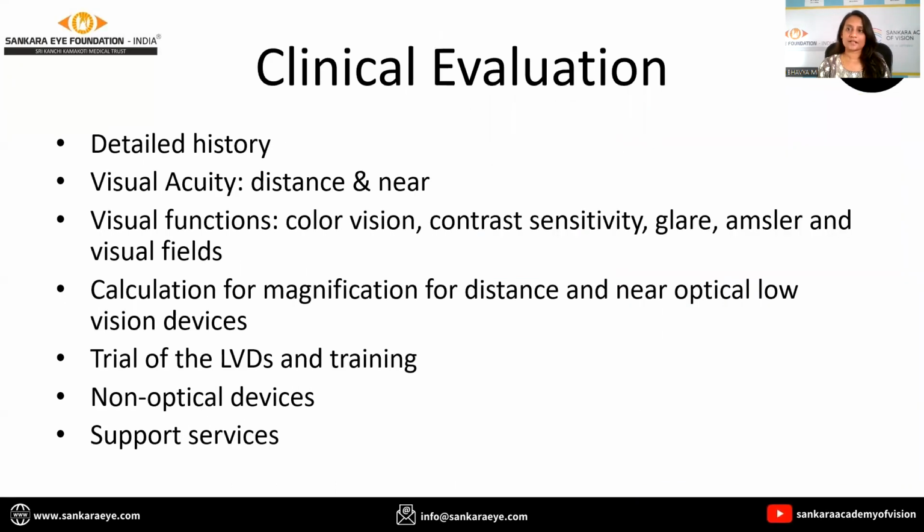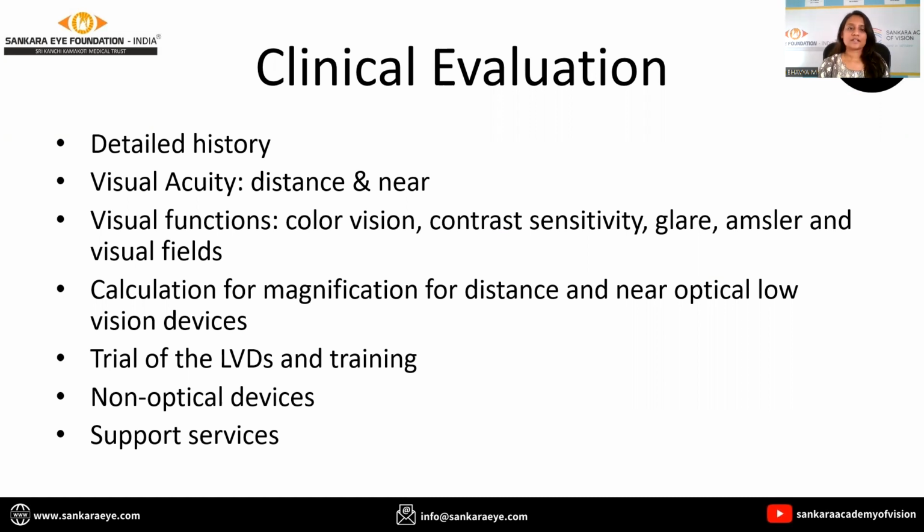Moving on to clinical evaluations, we always take a detailed history when patients are referred to low vision and rehabilitation. Visual acuities are measured for both distance and near: logMAR visual acuity is taken for distance, and for near we take MN-Read visual acuity or similar. The visual functions have to be evaluated, that is color vision and contrast sensitivity. We also test for glare, do Amsler's test, and visual field analysis.